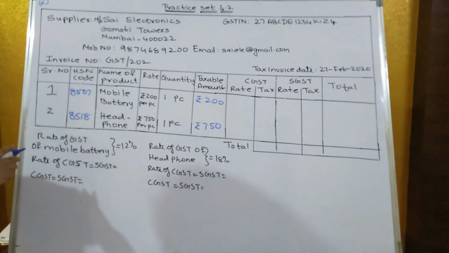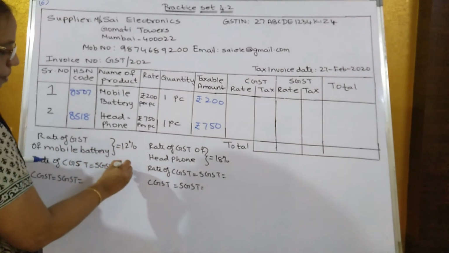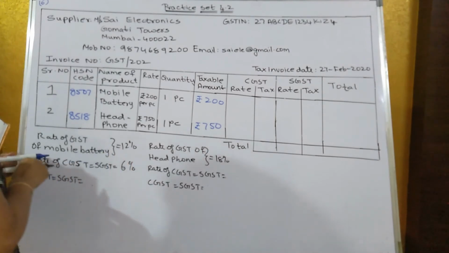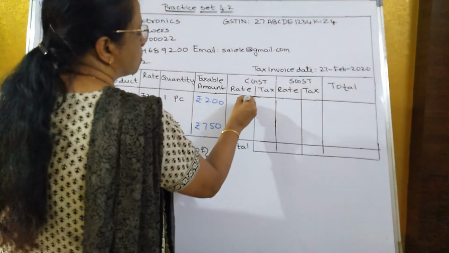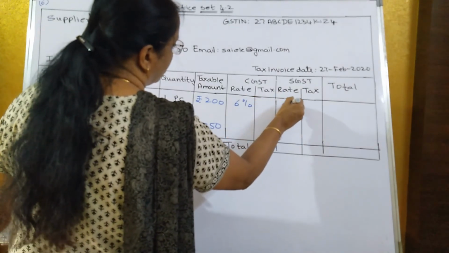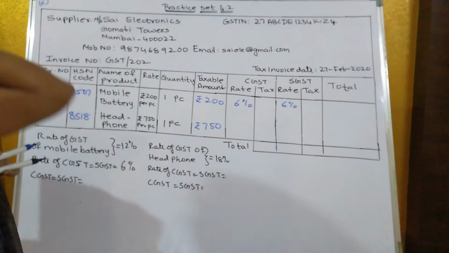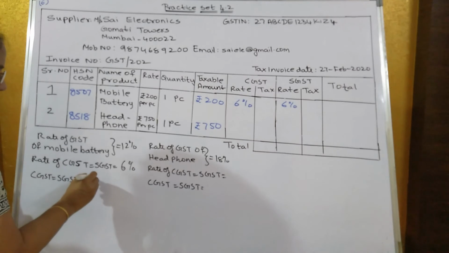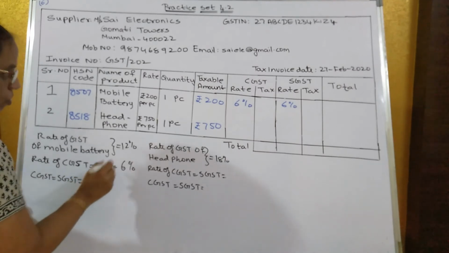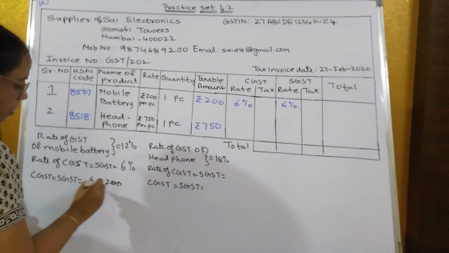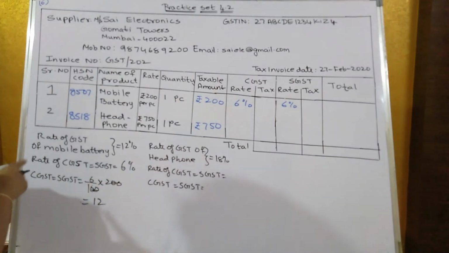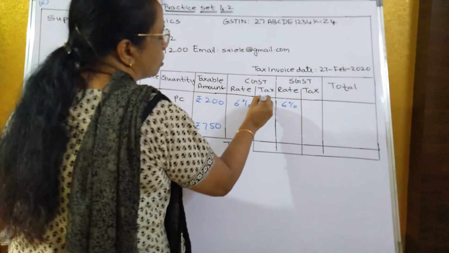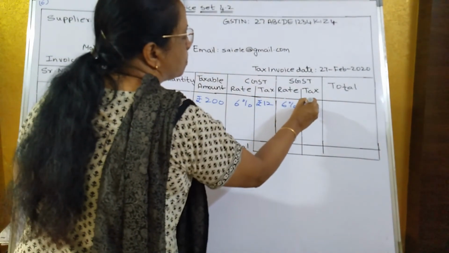750. Now what is the rate of GST of mobile battery? That is 12%. So rate of CGST and SGST will be how much? Half of 12%, that is 6%. So over here rate will come how much? 6%, and SGST rate is also same, only 6%. Now find out the tax or the amount to be paid for CGST and SGST, that is 6 upon 100 into 200. 2 zeros will get cancelled, that is equal to 12. So here it will be rupees 12, and here also rupees 12.